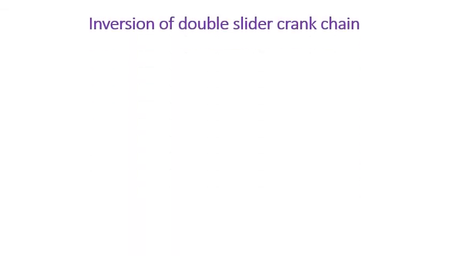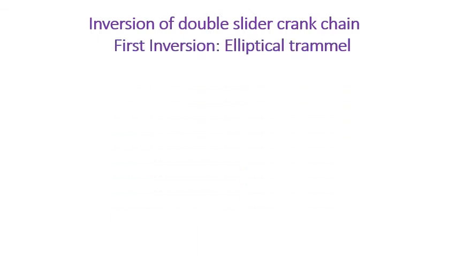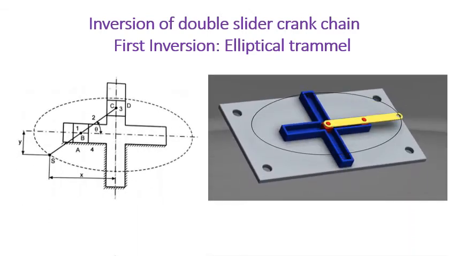So next, the double slider crank chain. We have studied what a double slider crank chain is. A double slider crank chain is a kinematic chain which consists of two sliding pairs and two turning pairs. The inversions of the double slider crank chain are as follows. The first inversion, for example, is the elliptical trammel. This elliptical trammel consists of four links.